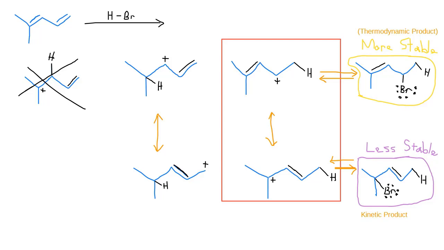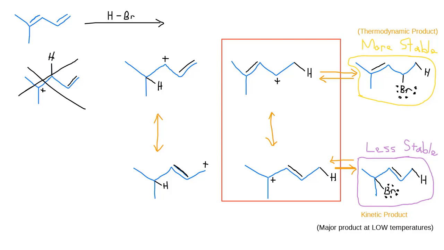So if you want the kinetic product, you would need to carry the reaction out at low temperatures. So the bottom one would be the major product at low temperatures. The top one would be the major product at higher temperatures.